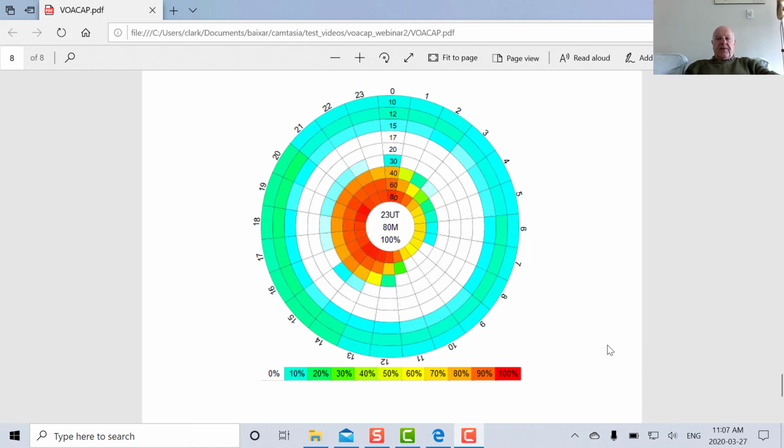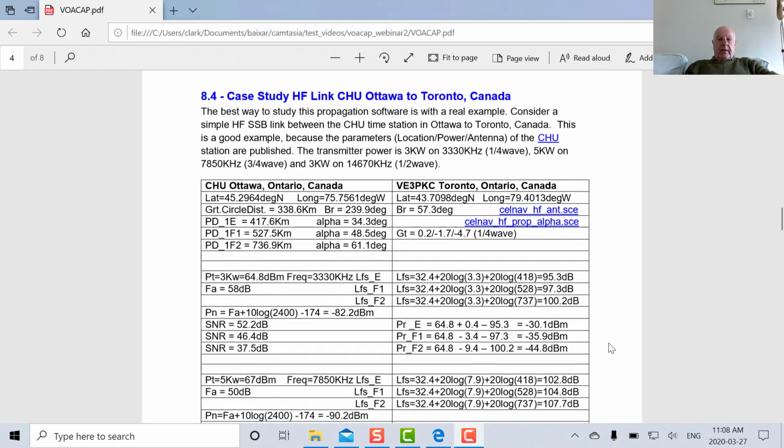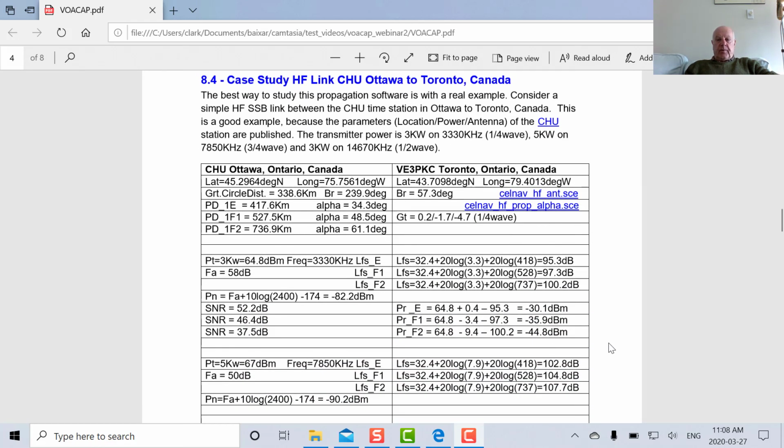Okay, so that's just a summary, a little bit more detail, of what we saw in the previous video where I just basically looked at the propagation wheel.